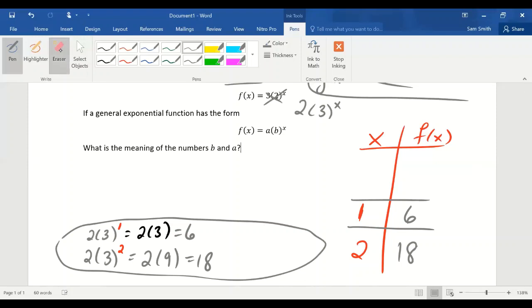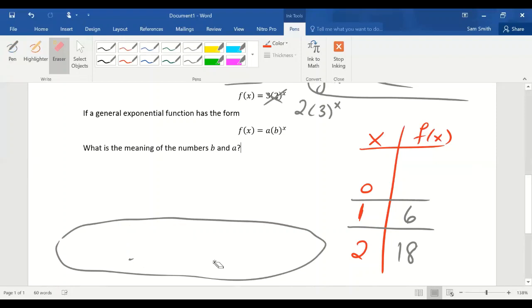Let's make it a little more interesting. What if I plugged in x equals 0? Let's go back and plug in x equals 0 to this function. 2 times 3 to the power 0. Take a moment. What happens when you raise a number to the power 0? The result of raising a number to the power 0 is always 1. So this quantity is 2 times 1. The result is 2. 3 to the power 0 is 1.